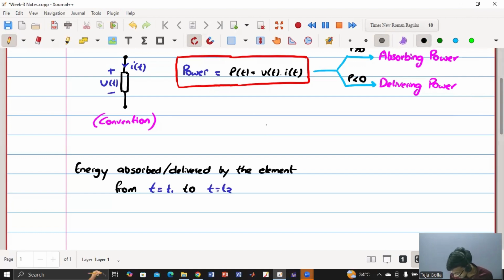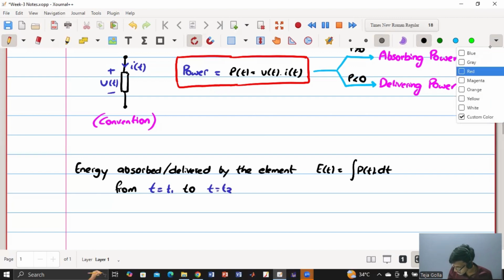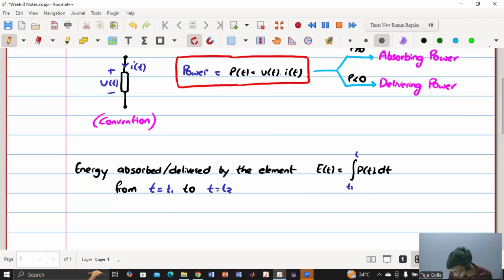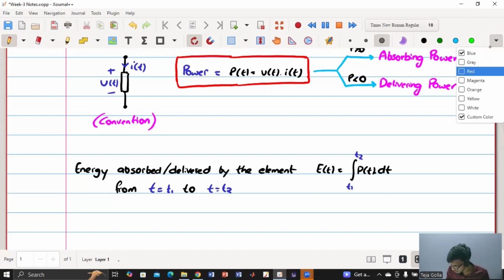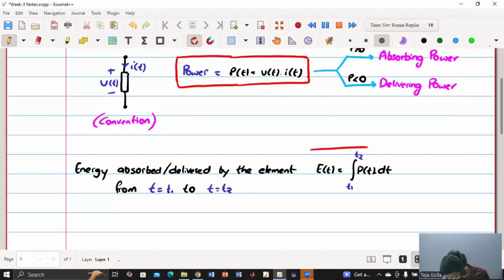So we'll write E of t, energy, is equals to integral p of t dt. So it is an integration of power from time t1 to t2. T1 could be 0, T1 could be non-zero. They can ask what is the energy from 1 microsecond to 2 microseconds. So that's why I have taken a generalized time T1 and T2.